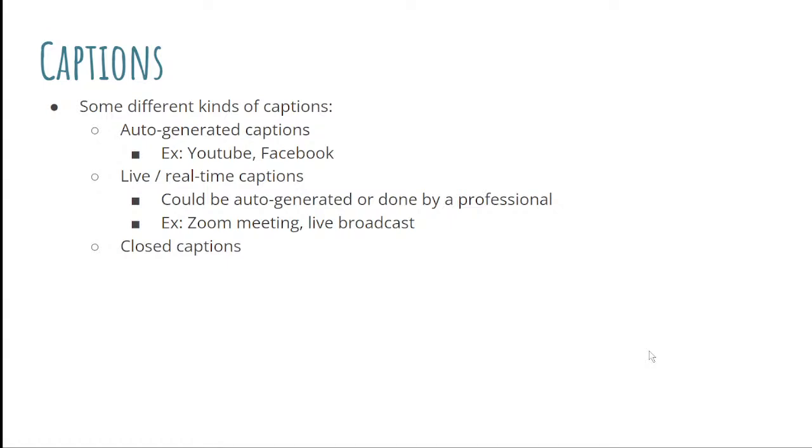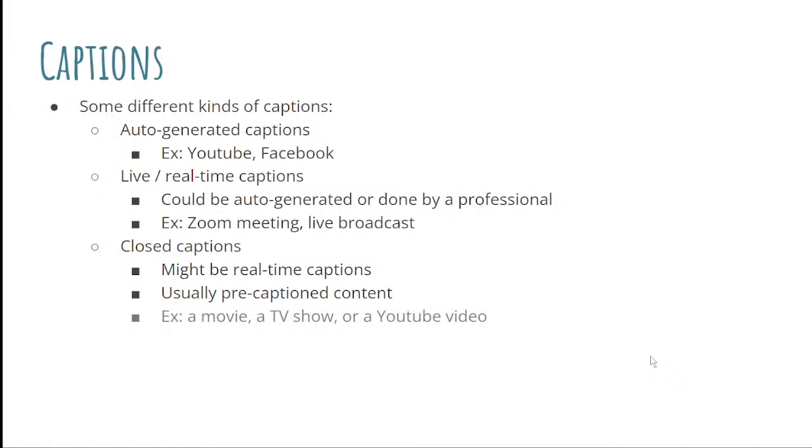There's also closed captions. Typically, when we're referring to closed captions, this is the most common kind of caption, and these might be real time, but they're usually pre-captioned. So someone sits down and works on the captions and completes it for something that's been pre-recorded, and then you're able to watch with those captions. So it might be a movie, it might be a TV show, or it might be a YouTube video.